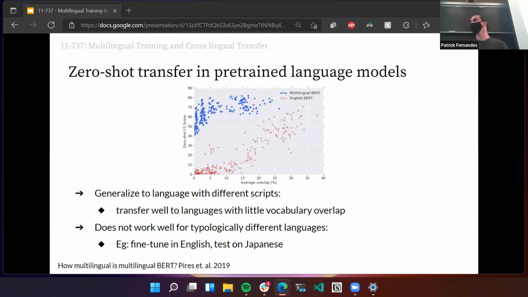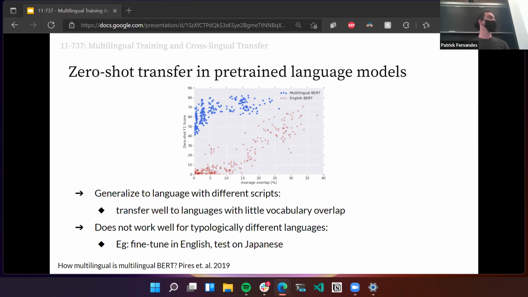Go ahead. The script has to exist in the pre-training phase for it to work. Yeah, because it needs to have symbols like BPE symbols for it. So it needs to exist. But again, at test time, the script doesn't have to be the same as the one it was fine-tuned on. For example, you can fine-tune on English, have some other language with a different script that was in the pre-trained corpora, and it will still work, as you see from this vocabulary overlap graph, basically.